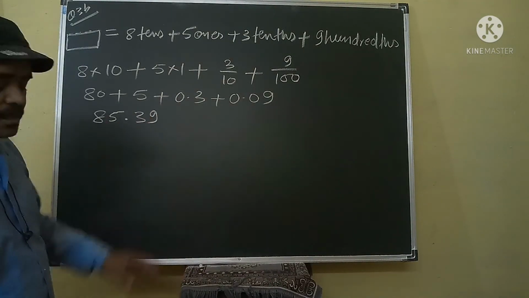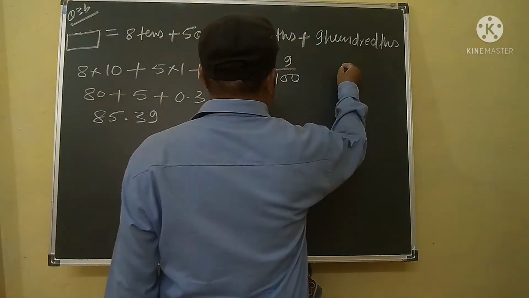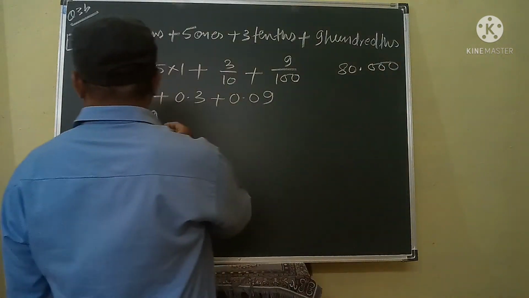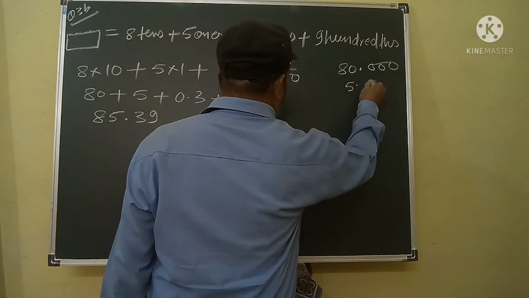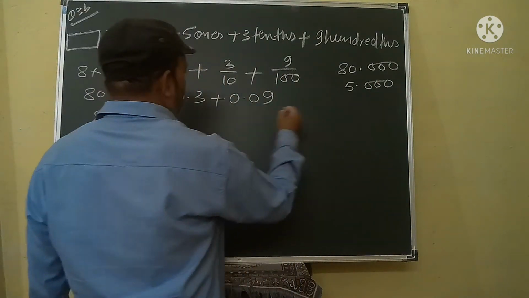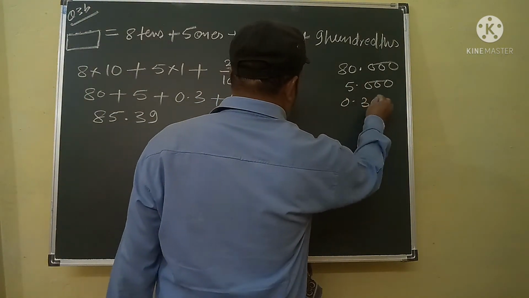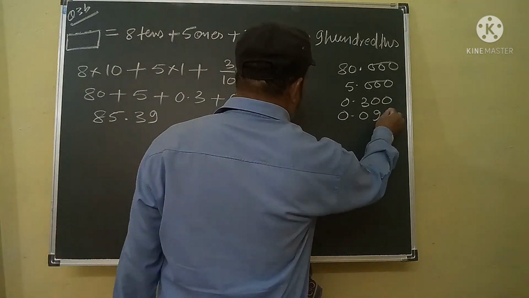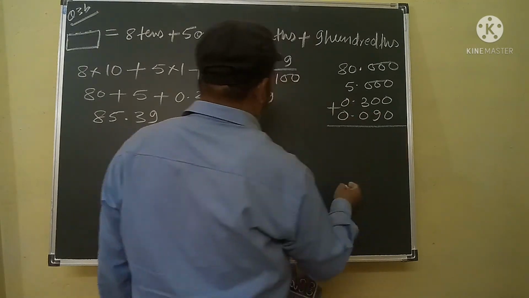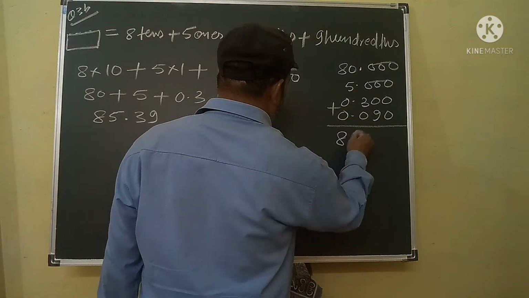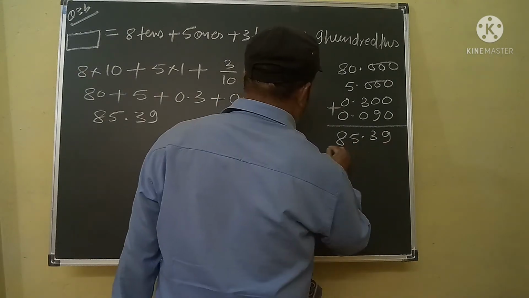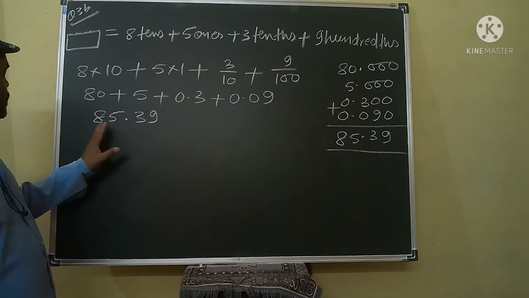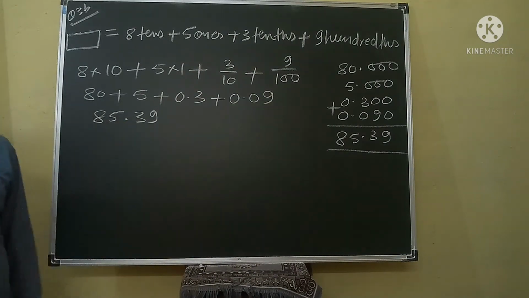How can you add these numbers? 80 we can write as 80.000, 5 as 5.000, 0.3 as 0.300, and this is 0.090. Okay, after adding we will get 85.39. This is the required answer.